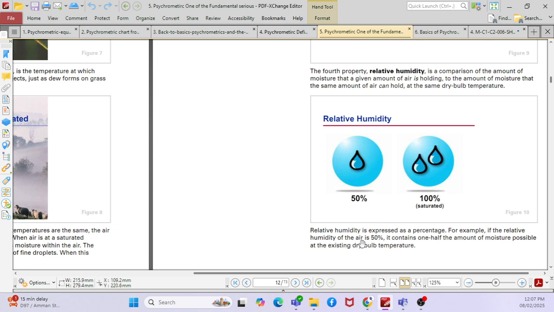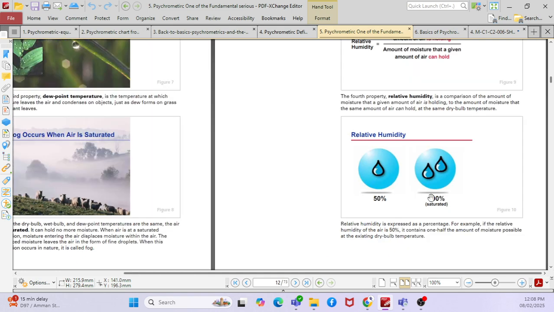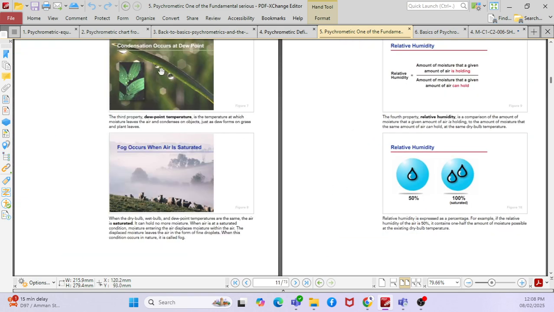So you can say that relative humidity is expressed as a percentage. For example, if the relative humidity of the air is 50%, it contains one half of the amount of moisture possible at the existing dry bulb temperature. So it is 50% moisture, 50% dry air. When you say relative humidity 50%, clear? When you say 100%, your dry air will be 0 and the moisture will be 100%. So that is called saturated. When it is saturated, it becomes a dew point. It starts condensing.